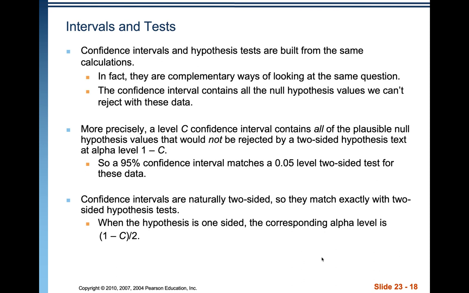Remember, just like with proportions, confidence intervals and hypothesis tests are built from the same calculation. In fact, they're complementary ways of looking at the same question. The confidence interval contains all the null hypothesis values we can't reject with these data. More precisely, remember, a level C confidence interval pairs up exactly with the two-sided hypothesis test at an alpha level of 1 minus C. You have to divide that by 2 whenever you are looking at a one-sided hypothesis test.